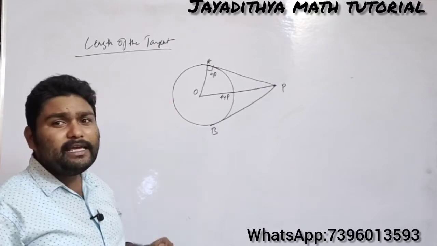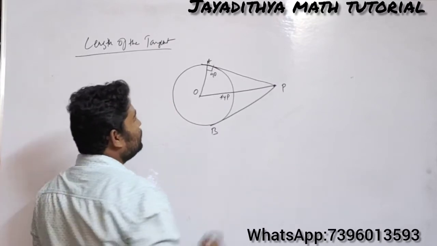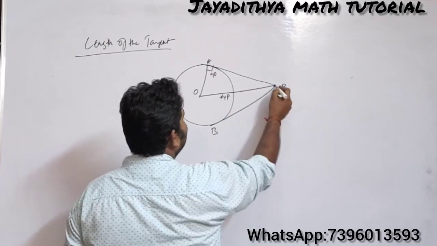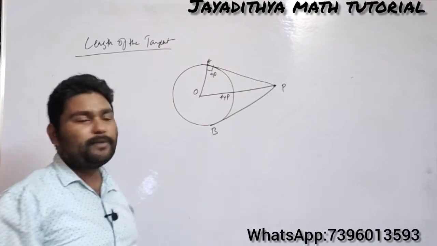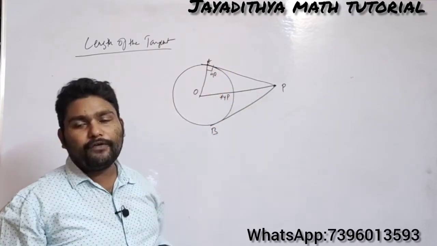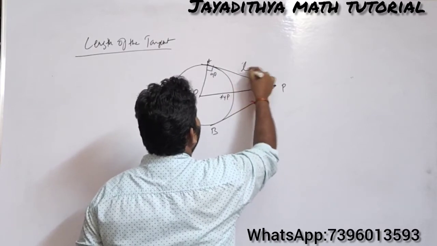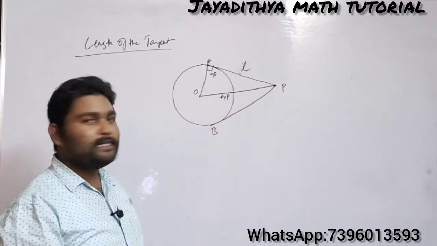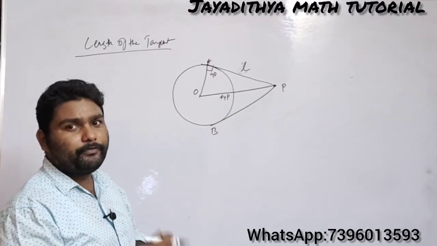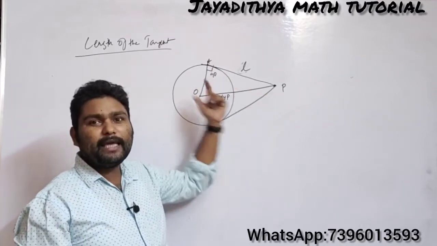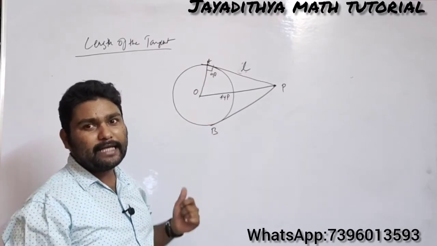Here our concept is, what is the length of the tangent? The length of the tangent is the distance from the external point to the point of contact. You can take it as L. That is the length of the tangent L. Let me show you one proof here, with which we can understand the relation between PA and PB also. Here PB is also the length of the tangent.